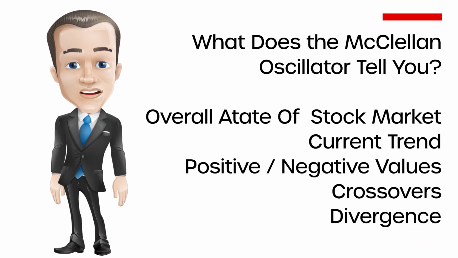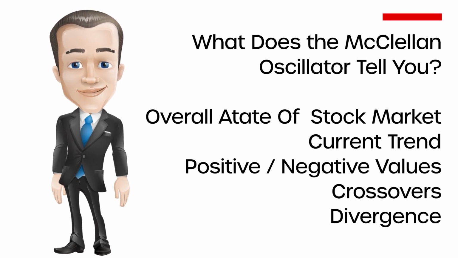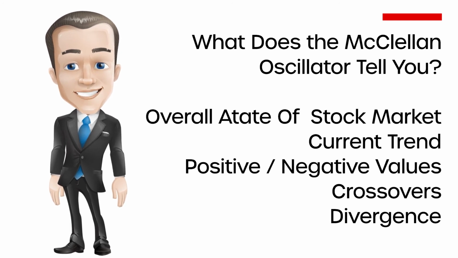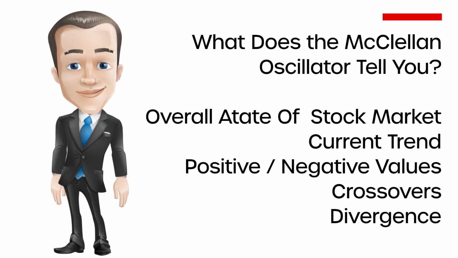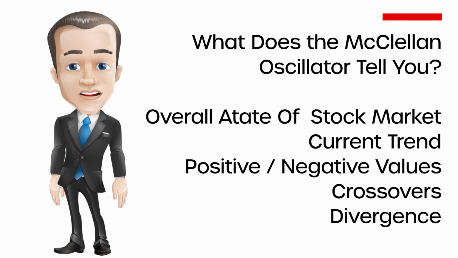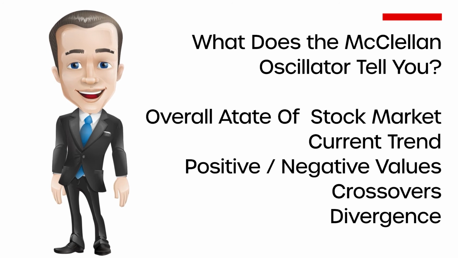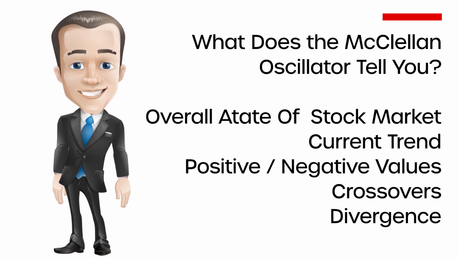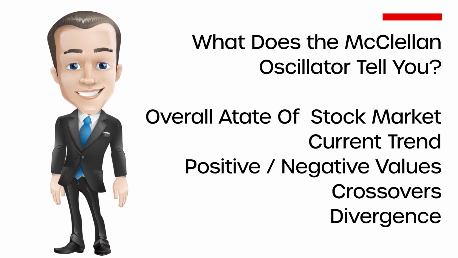What does the McClellan Oscillator tell you? The McClellan Oscillator is an indicator based on market breadth which technical analysts can use in conjunction with other technical tools to determine the overall state of the stock market and assess the strength of its current trend. Since the indicator is based on all the stocks in an exchange, it is compared to the price movements of indexes that reflect that exchange or to major indexes such as the S&P 500.